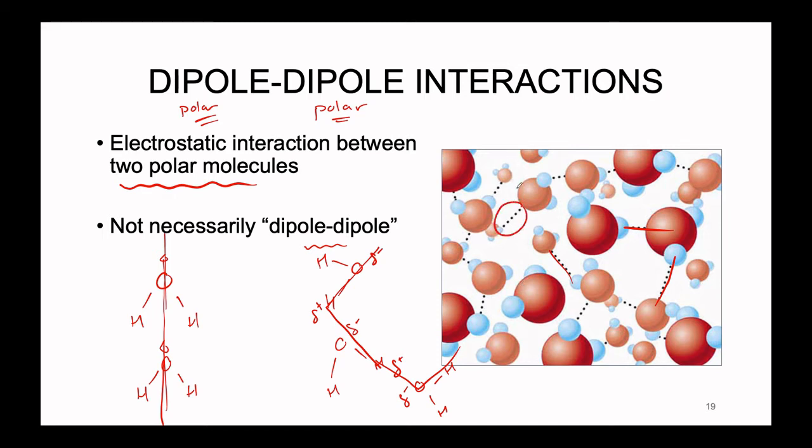And again, each of these dotted lines is what represents the intermolecular force of a dipole-dipole interaction. So we have the intramolecular forces holding the hydrogens and the oxygens together, and then we have the intermolecular force holding two separate water molecules together.